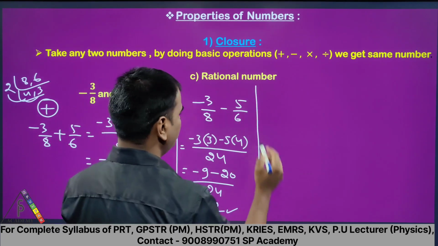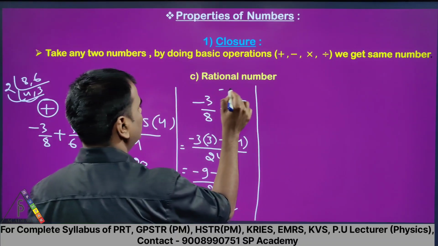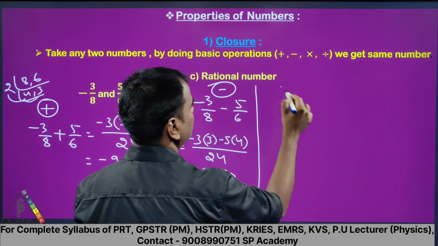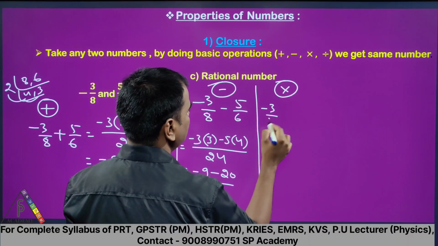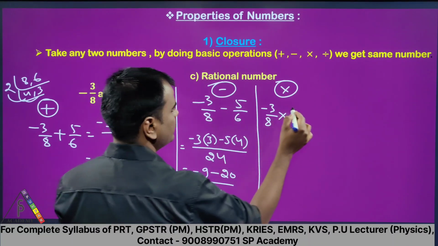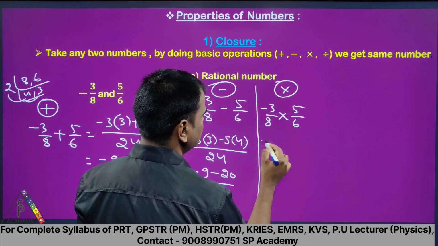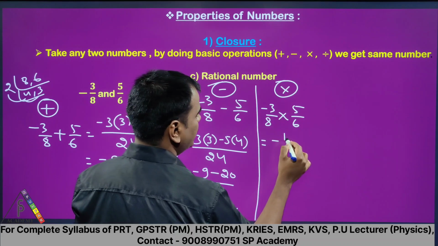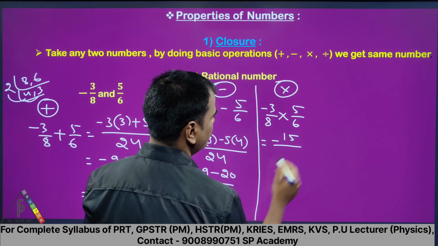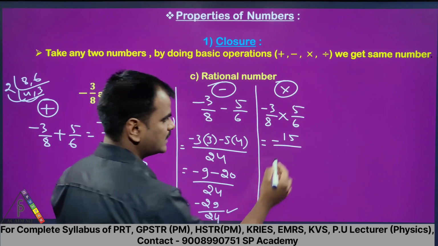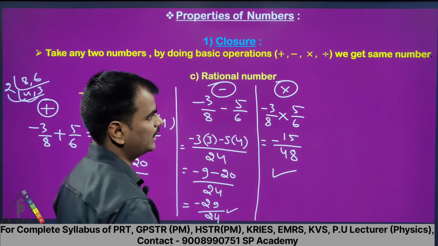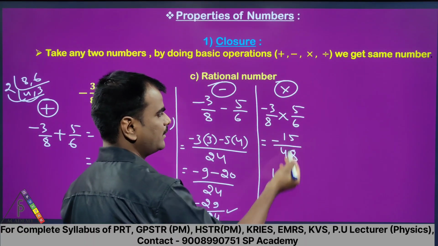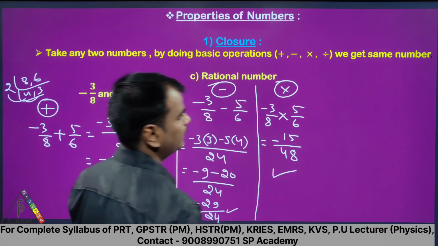Now we'll see the multiplication. -3 by 8 is multiplied by 5 by 6. This is -3 times 5, that is -15, by 8 into 6, that is 48. This is also valid under multiplication. When you multiply two rational numbers, we'll get another rational number.